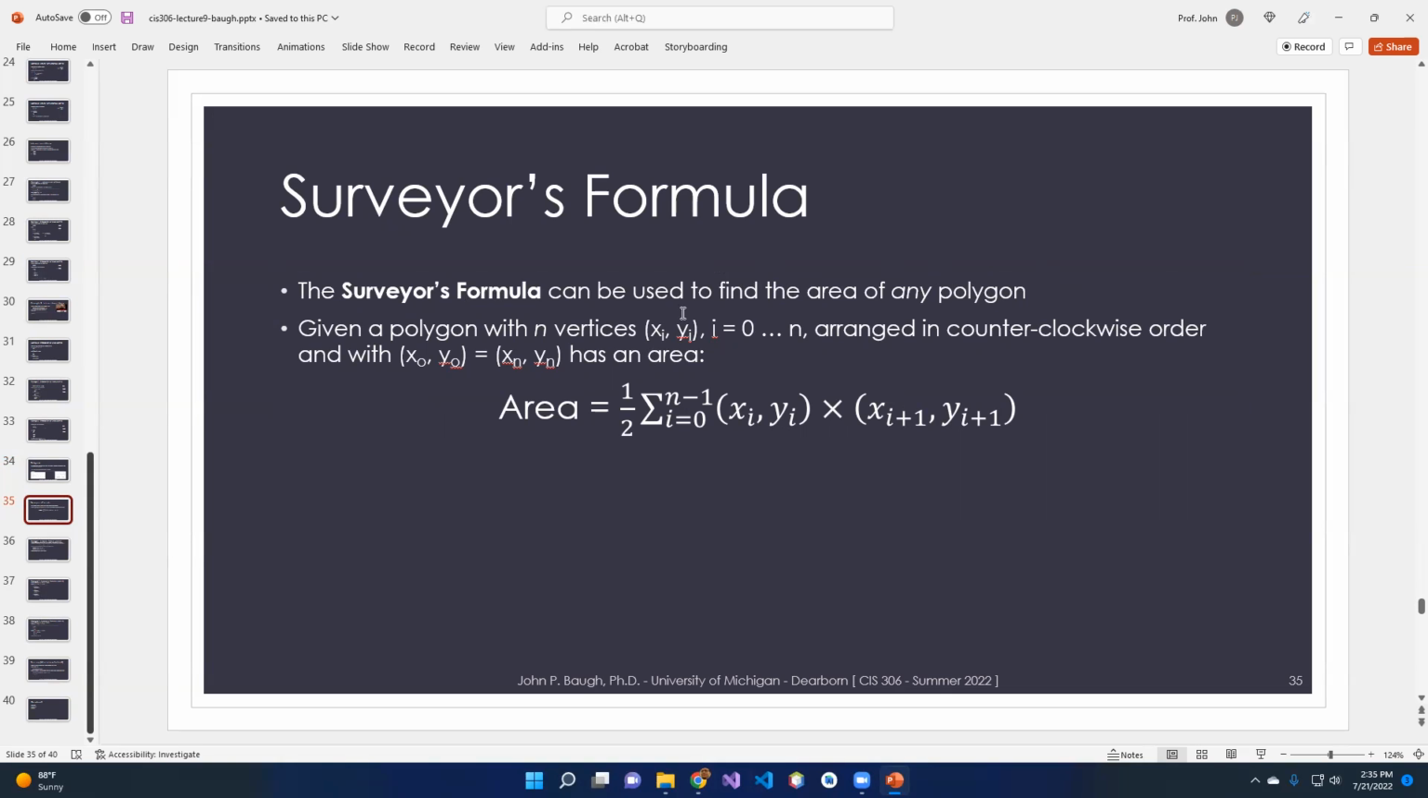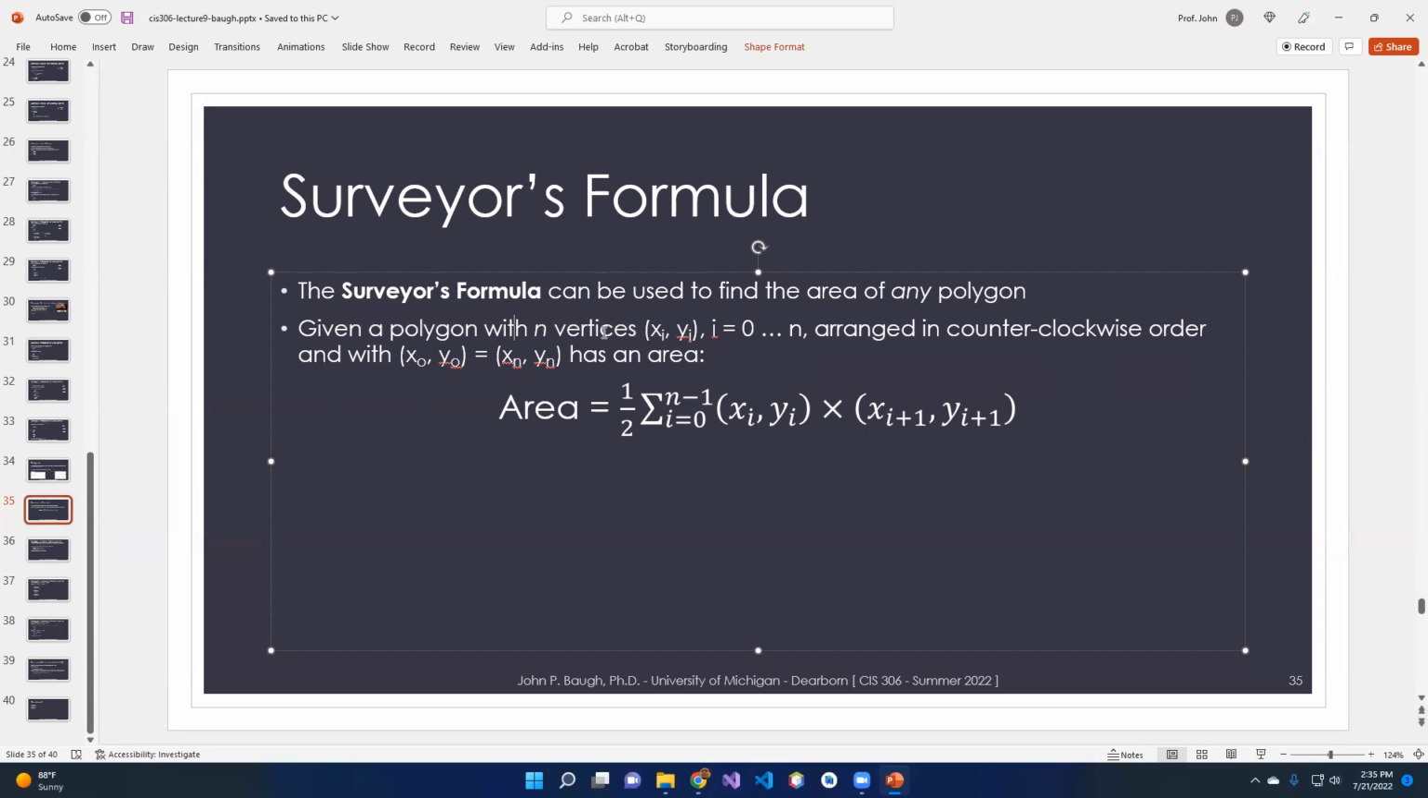Actually, we have simplified versions of the Surveyor's formula, which you already know. The area of a triangle, as an example, is 1/2 base times height, and that actually comes from the more general Surveyor's formula. The Surveyor's formula can be used to find the area of any polygon. It's also called, I believe, the shoelace formula.